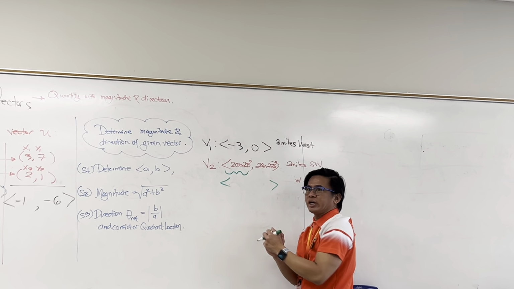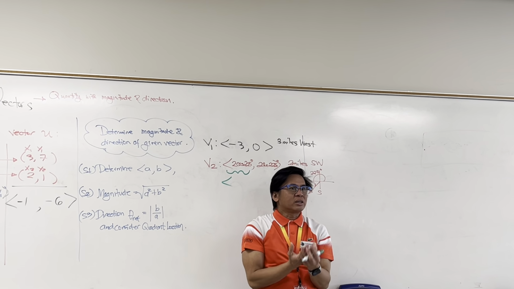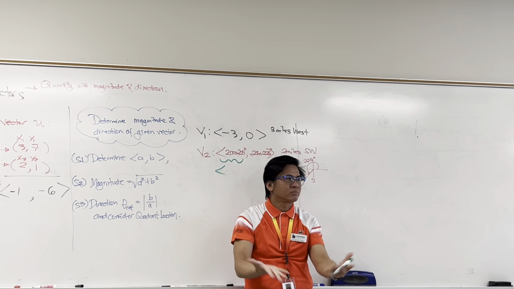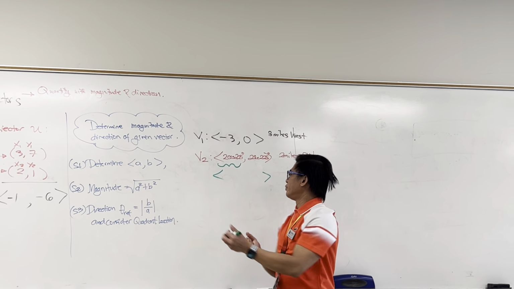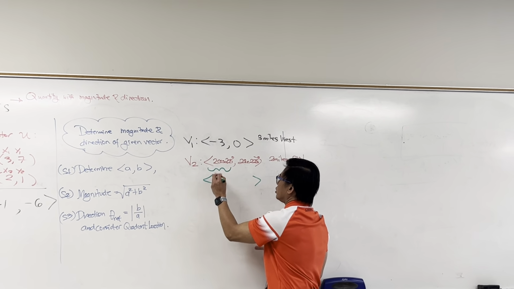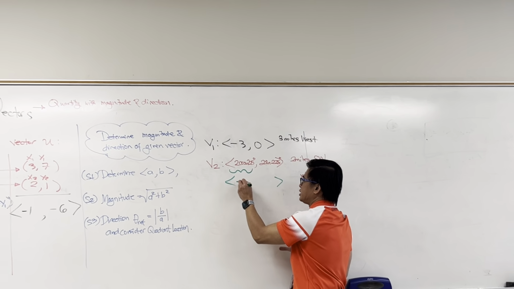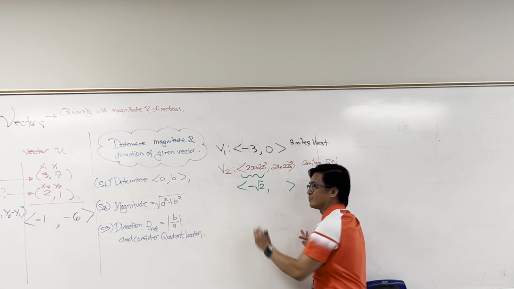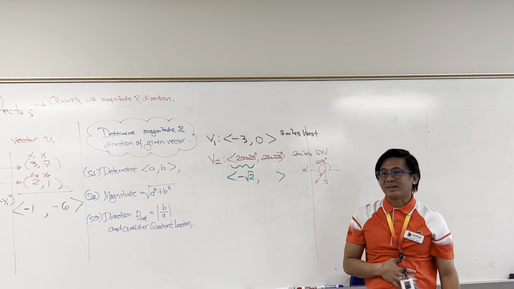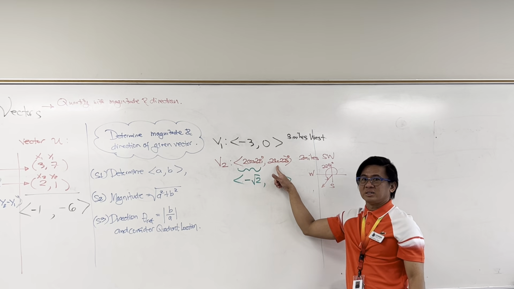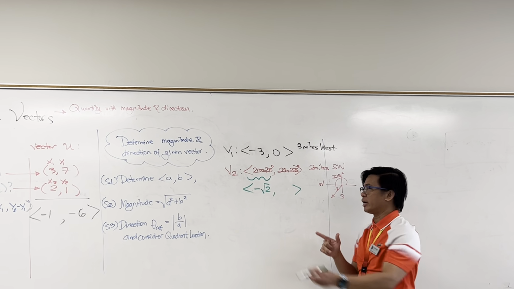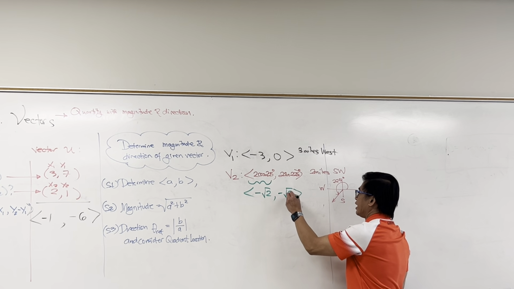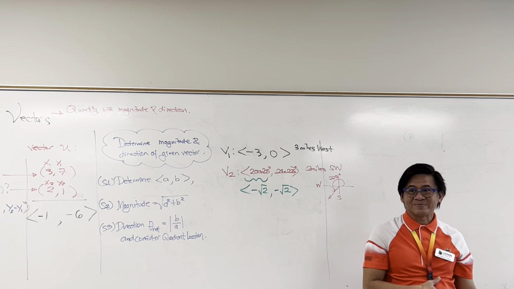Well, we know cosine 225 is negative square root of 2 over 2. Very good. So 2 times negative square root of 2 over 2 is negative square root of 2. What about here? Since it's in the third quadrant, sine and cosine are both negative anyway, so this is also the same. Negative square root of 2.